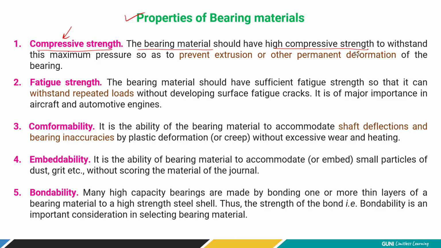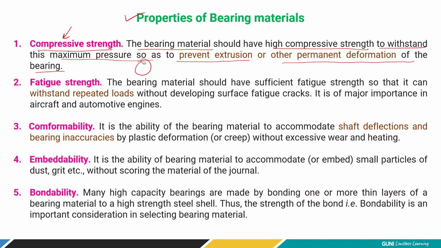Now what does it mean? It should not get crushed because of compressive load. It should not develop any kind of yielding, should not have a change in dimension due to the compressions. So that much strength has to be there. So you should have a high compressive strength to withstand the maximum pressure, so as to prevent any extrusion or the permanent deformation of the bearing, right?